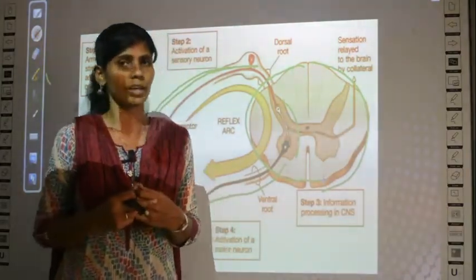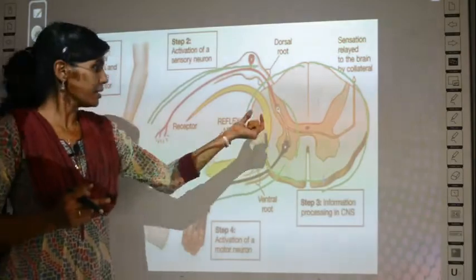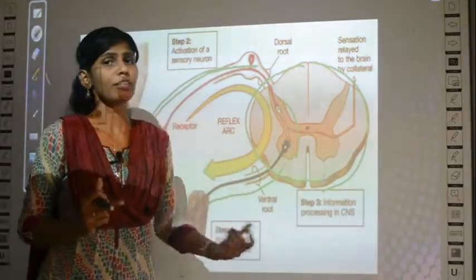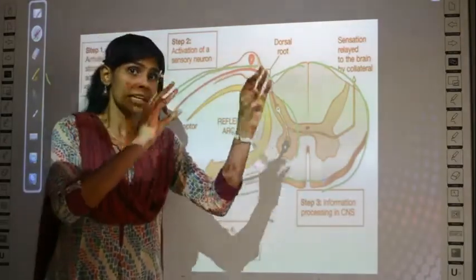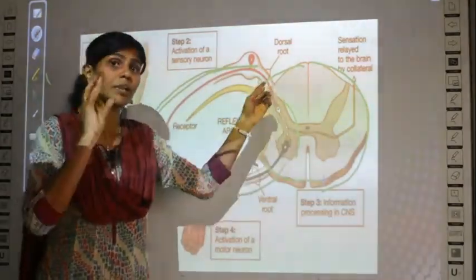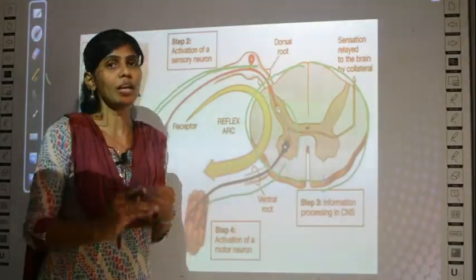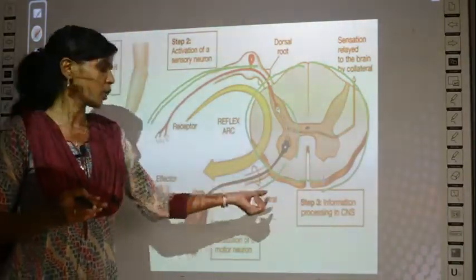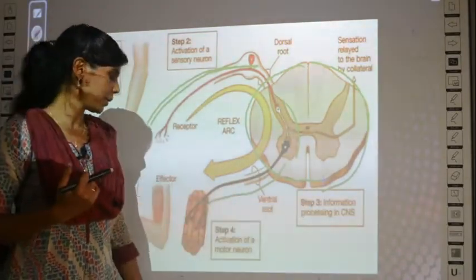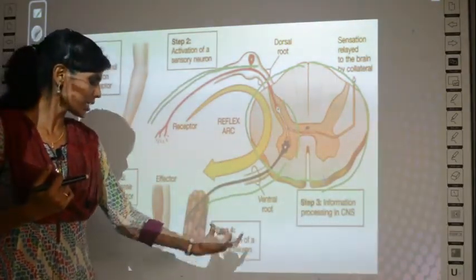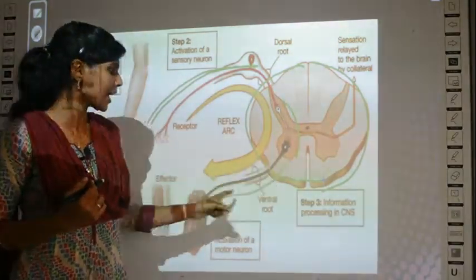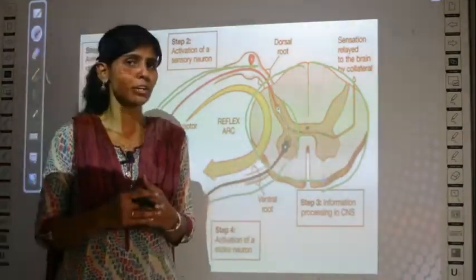from the pain. Okay. And the third step is information processing in CNS. What information is processed? The intermediate neuron gets the information from the sensory neuron and gives it to the motor neuron. This means that it is processing the information. The fourth step is activation of the motor neuron. Which is the motor neuron here? The black neuron, it is the motor neuron.